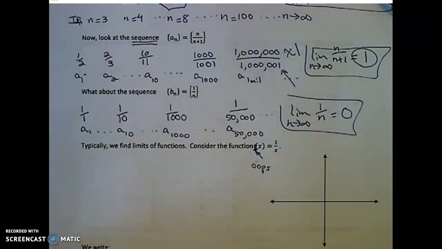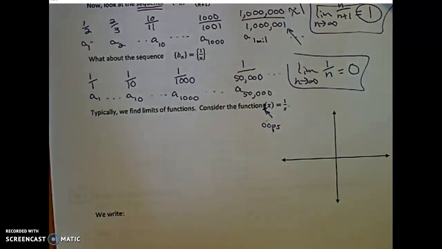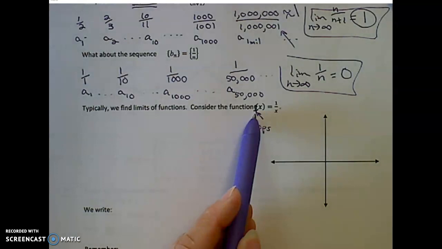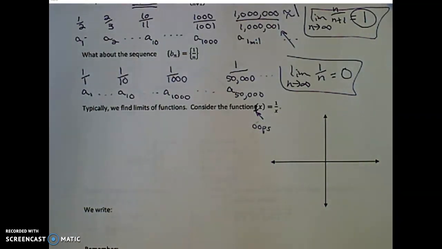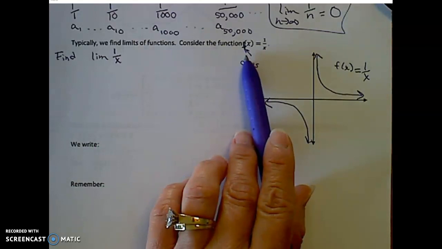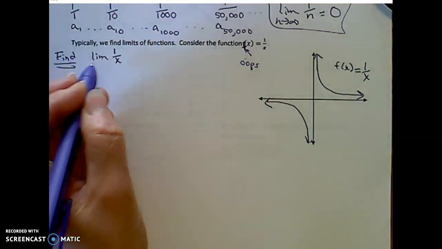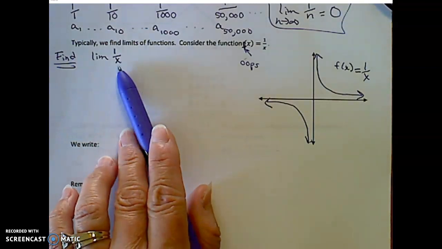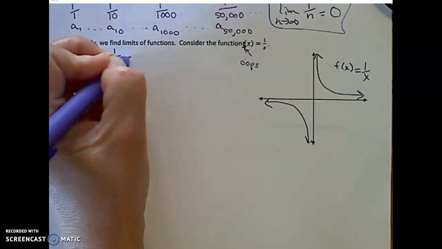We typically talk about finding limits of functions in calculus. Consider the function, here's a little typo here, f of x is equal to 1 over x. Consider that function. Graph that function if you remember what it looks like. Okay, the notation we use for the function f of x equals 1 over x is, can you please find the limit of that function 1 over x as x approaches infinity?